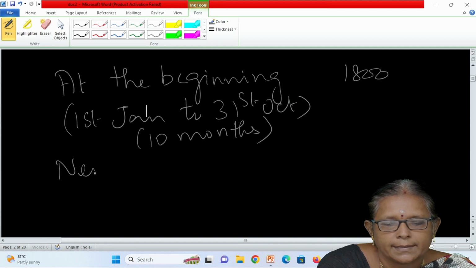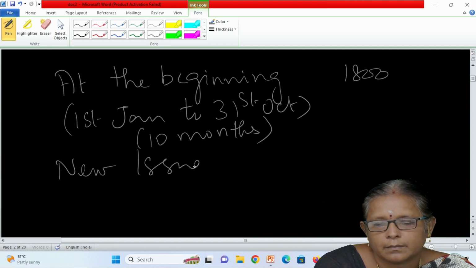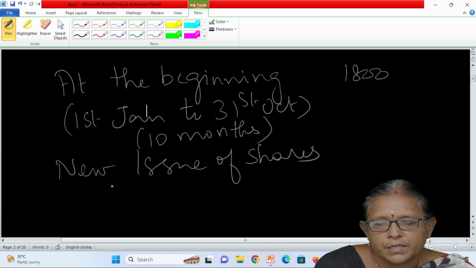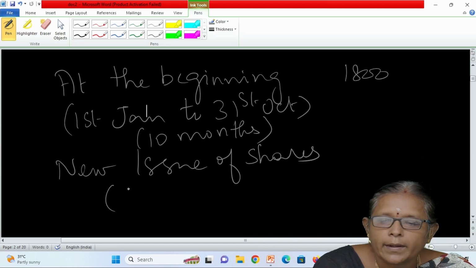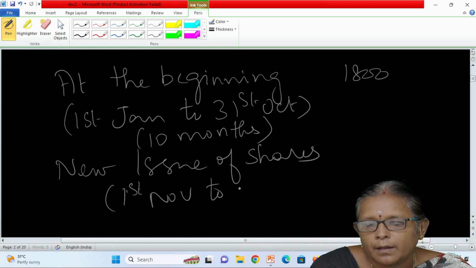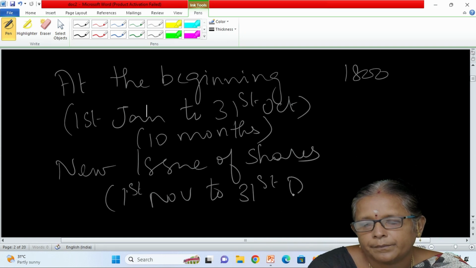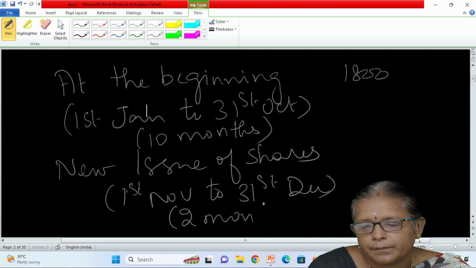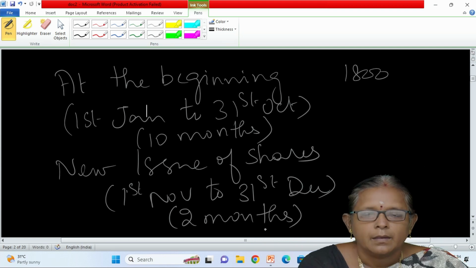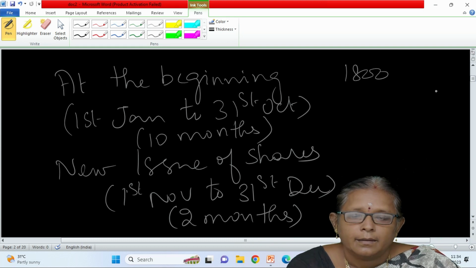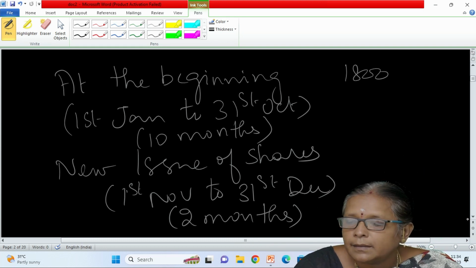New issue of shares. This is on 31st October. So, for 2 months, 1st November to 31st December. So, for 2 months. So, 1800 for 10 months and 1800 plus 300.